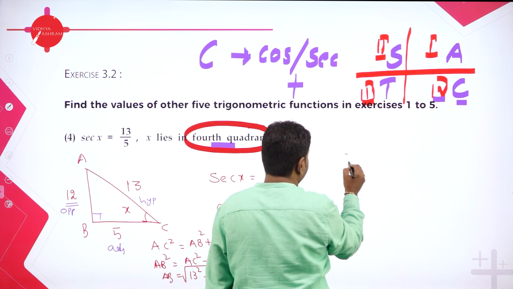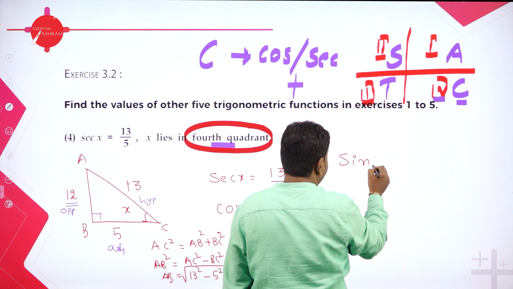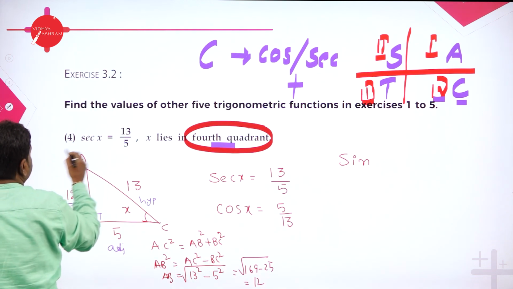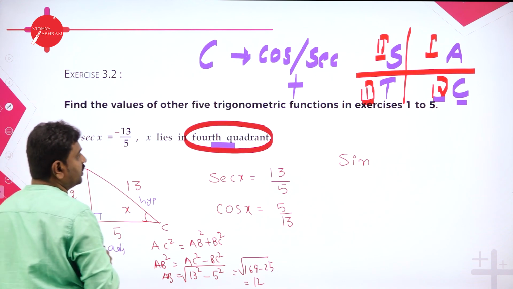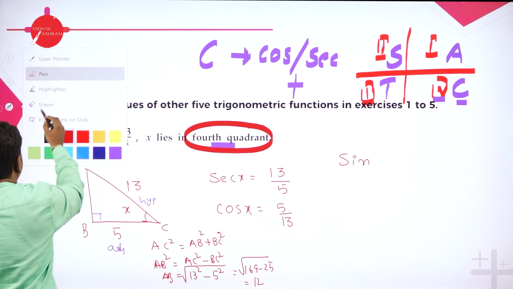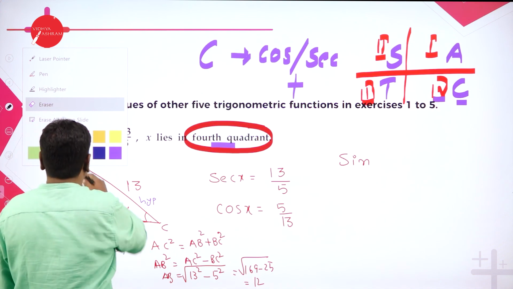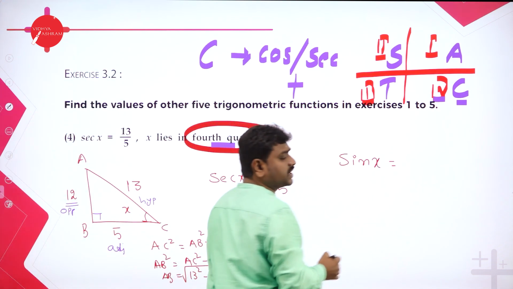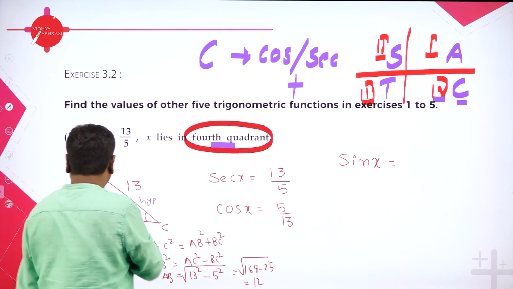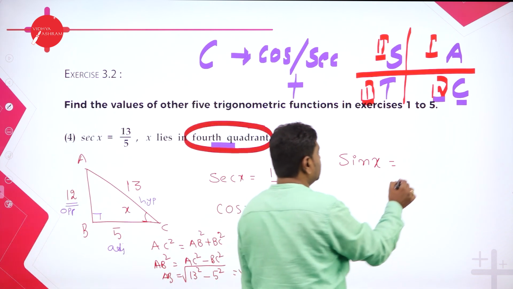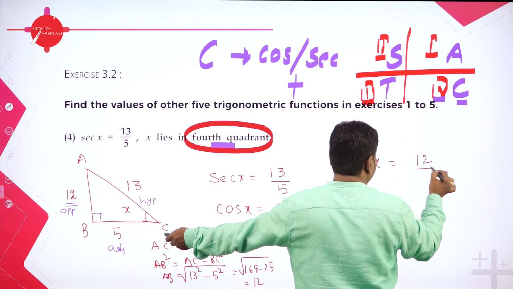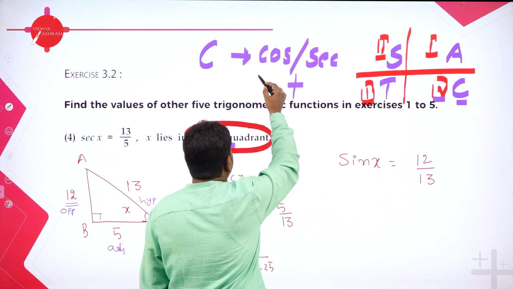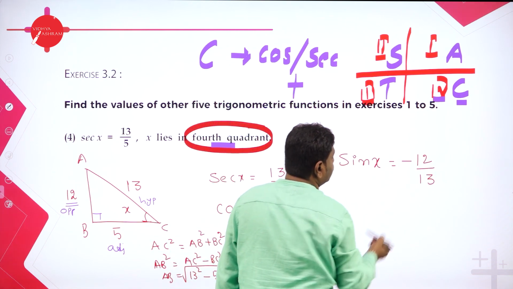Now I'll go for sine. In the problem it is minus, because in the fourth quadrant. So now we'll start with sine x. All of you know what sine is? Opposite side divided by hypotenuse. What is opposite? 12 by 13. Opposite is 12, hypotenuse is 13. 12 by 13. Positive or negative? They told fourth quadrant. In the fourth quadrant sine is negative.